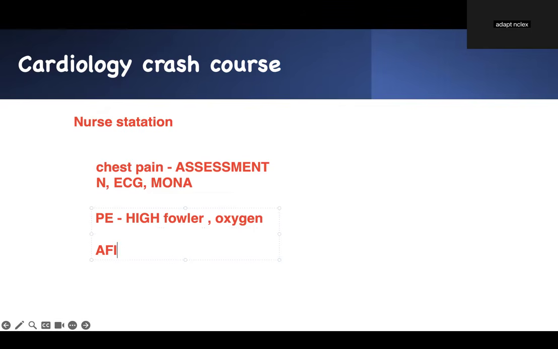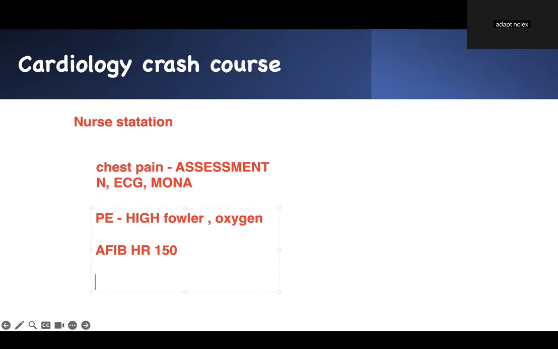If the patient has A-fib and his heart rate is what? 150. Well, I have to make sure that the patient is stable, does not have signs and symptoms of instability. If he does, synchronized cardioversion. If not, I'm going to do what? Give them medication.